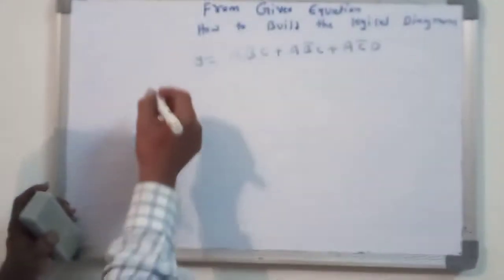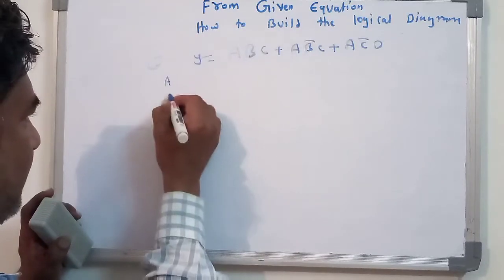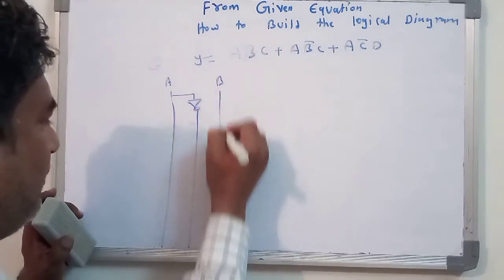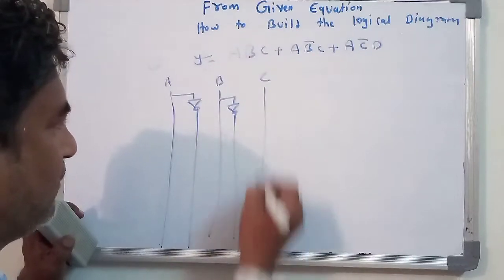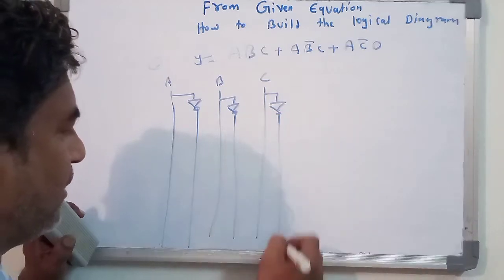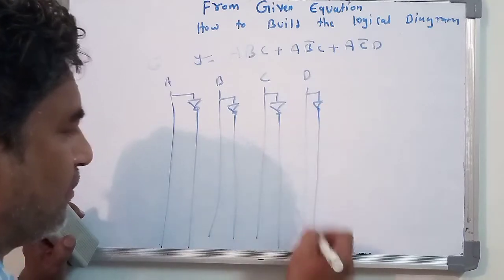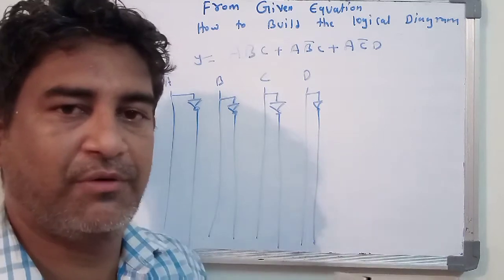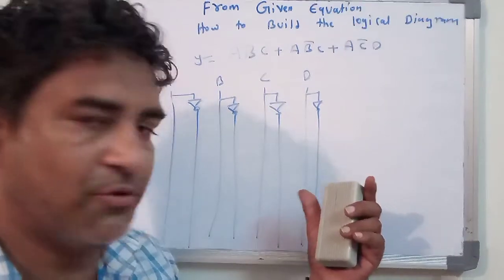Now the diagram. The first line, A, is connected to an inverter, the B line connected to an inverter, the C line connected to an inverter, and the D line again connected to an inverter. Okay, this step you have to follow. It is a very simple step. In the examination, if you draw it, it will give you marks. Okay, it will also score marks.